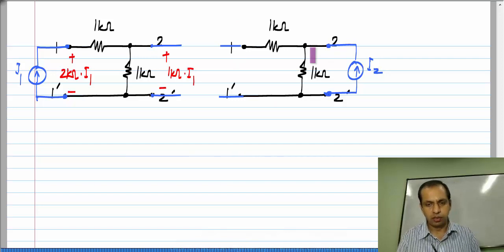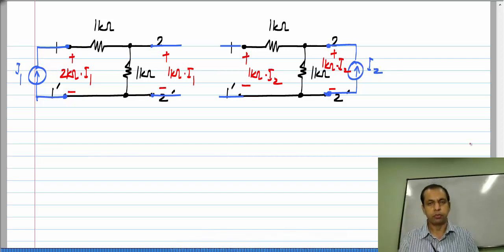And in this circuit, no current flows through this 1 kilo ohm, because it is in series with an open circuit. So, the voltage drop across this is also 0. All of this I2 flows into 1 kilo ohm, giving you a port 2 voltage of 1 kilo ohm times I2, and the same voltage appears here, and that is 1 kilo ohm times I2.